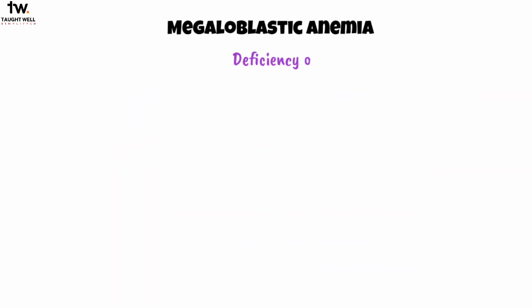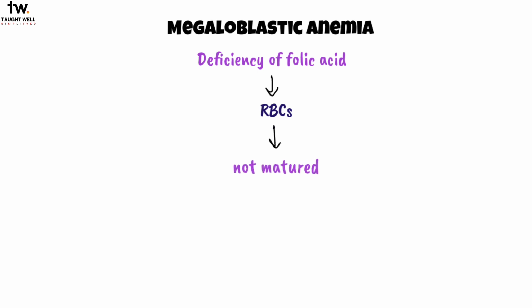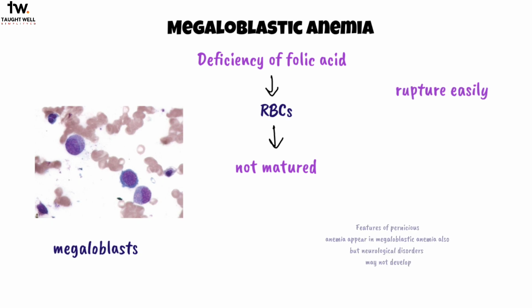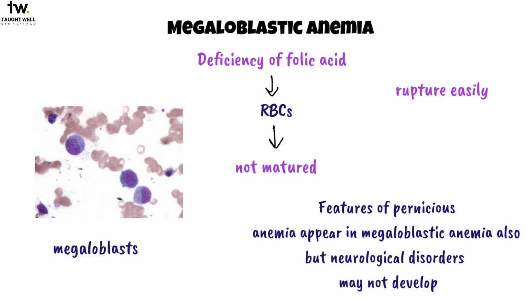Megaloblastic anemia is due to the deficiency of another maturation factor called folic acid. Due to the deficiency of this factor, the RBCs are not matured. They grow too large with odd shapes and are called megaloblasts. These RBCs can rupture easily. Features of pernicious anemia appear in megaloblastic anemia also, but neurological disorders may not develop.